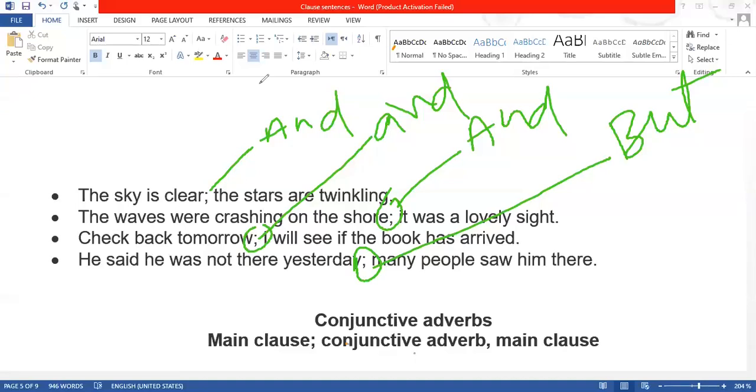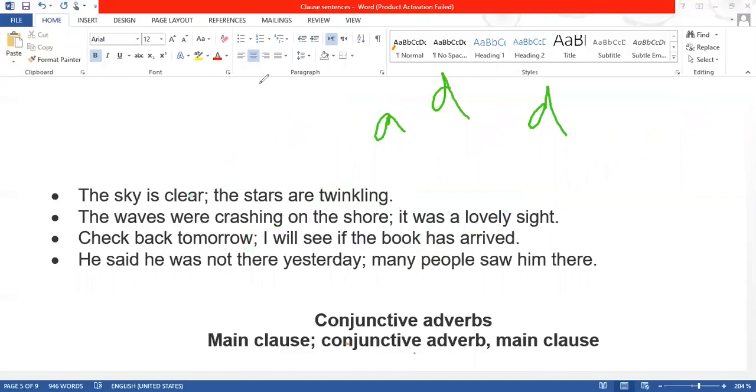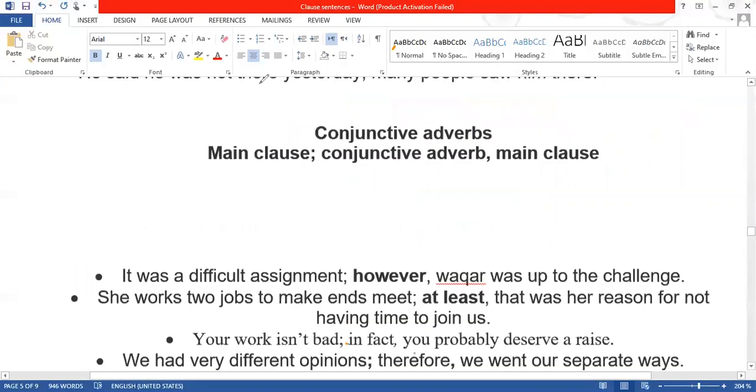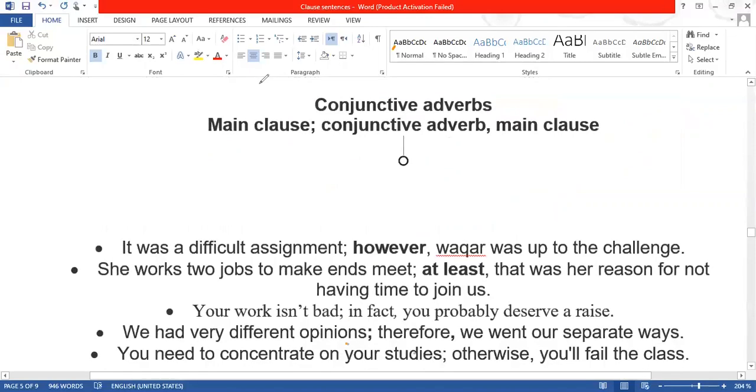So you can now write a compound sentence with the help of a semicolon, and it is very interesting, right? So go and make sentences like this. Okay, another way of writing compound sentences is conjunctive adverbs. This is again very stylistic.